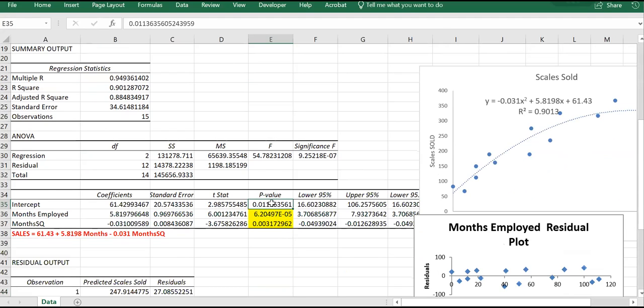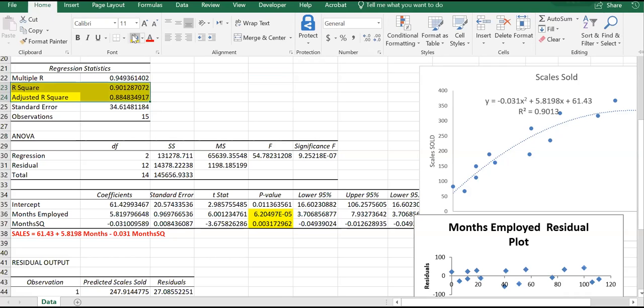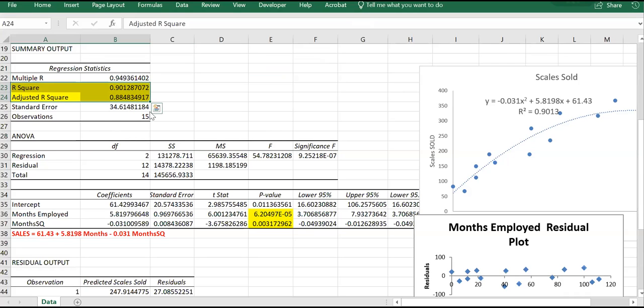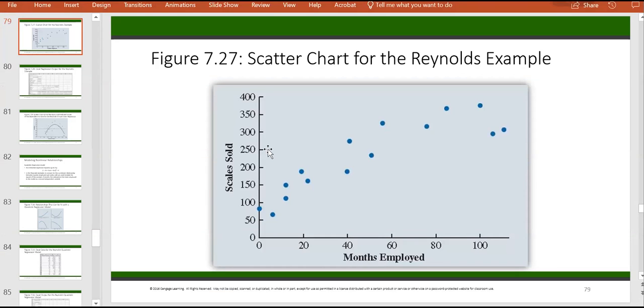So we have adjusted R squared is 88%, and R squared 90. R squared should be exactly the same as what we had, 90.13%, right? So this is how we get this. I'm just thinking, is there anything else? Let me just get to the slide here.